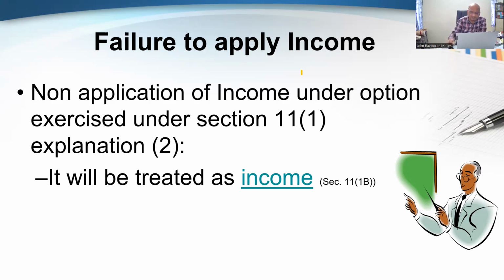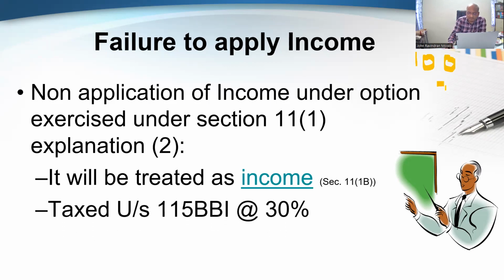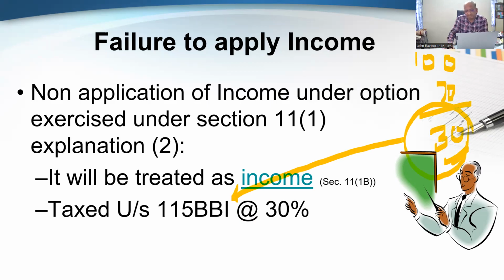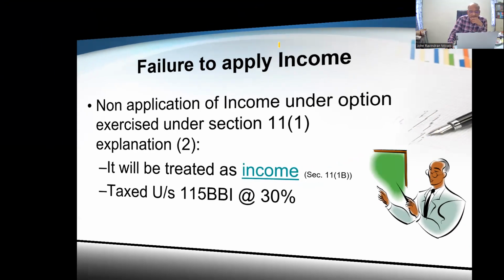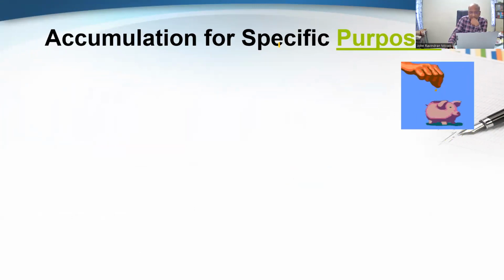In case I do not spend, let's say I am saying that 100 rupees is my deemed application. If I do not spend this 100 rupees, I spend only 70 rupees and 30 rupees I did not spend out of the amount that I've said as a deemed application. This 30 rupees is subject to tax at a special rate under section 115BBI. Okay, so this amount is subject to tax at a special rate under section 115BBI at 30%. I hope this is clear. We go to the next one.